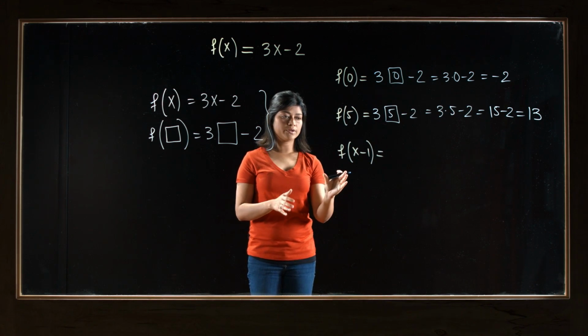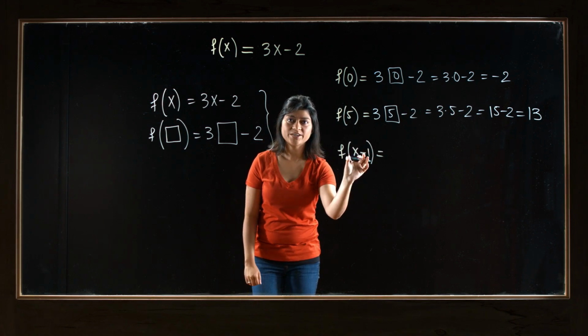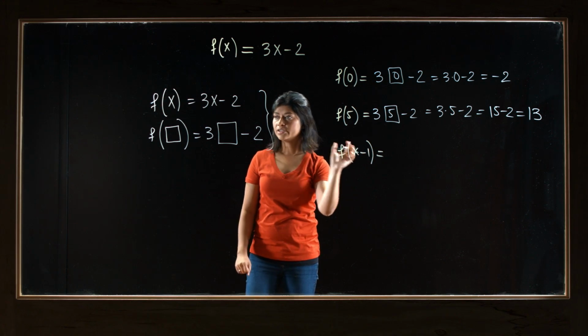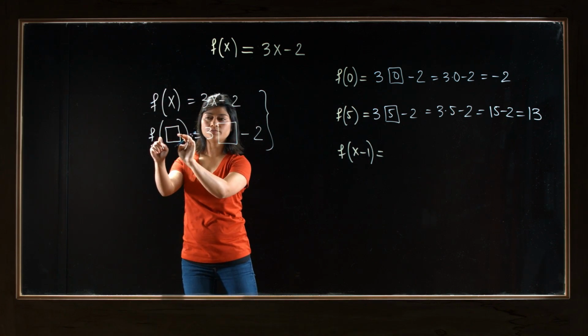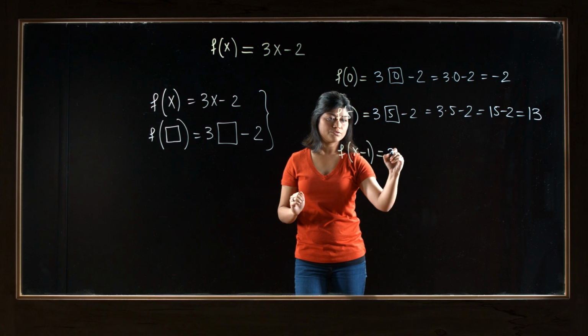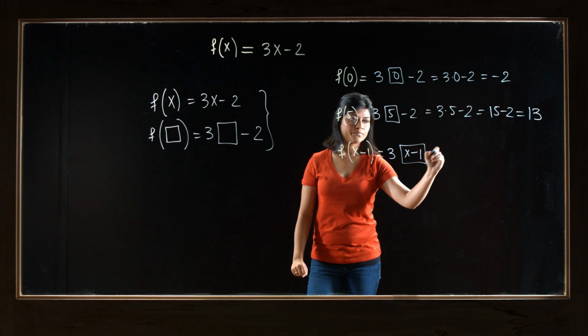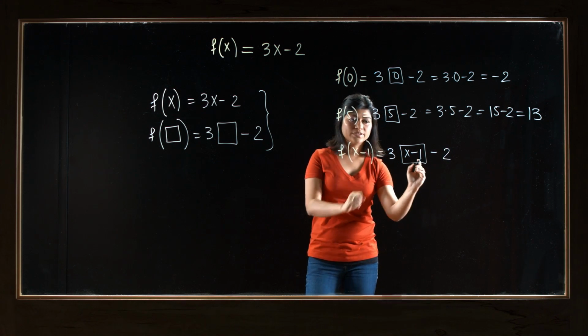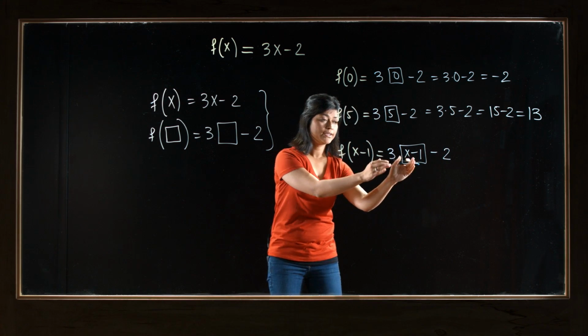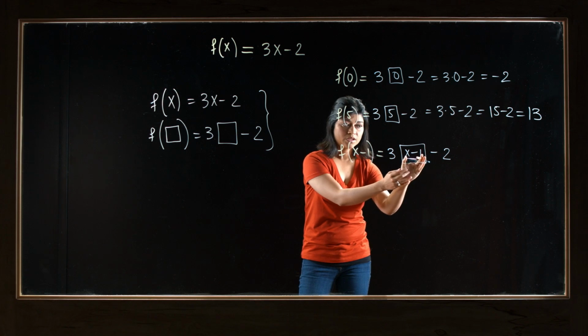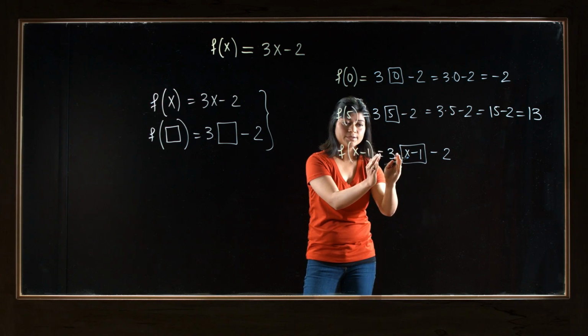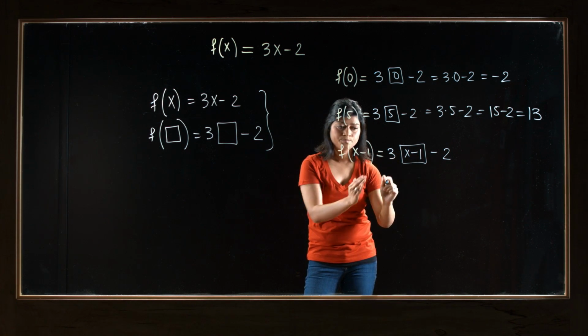All right, the last one. Now you have to put an expression, an entire expression inside this empty box. Okay, so you have 3, and inside the box, you put x minus 1. And then you have minus 2. Now this is where you have to be very careful, right? This x minus 1, the entire thing is multiplied by 3.